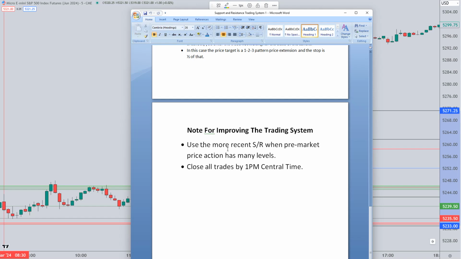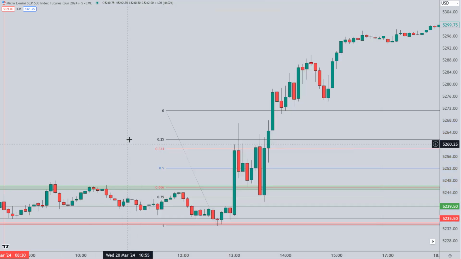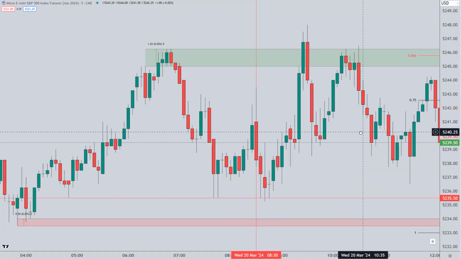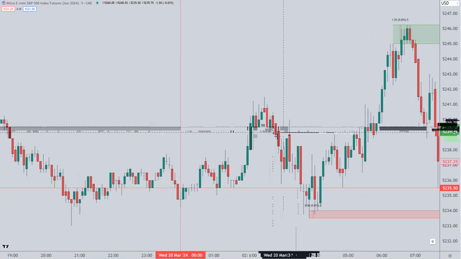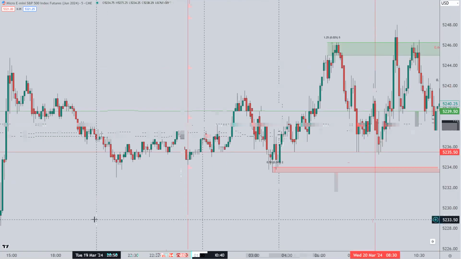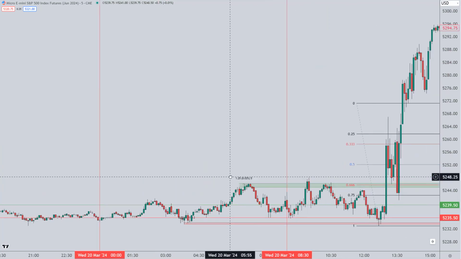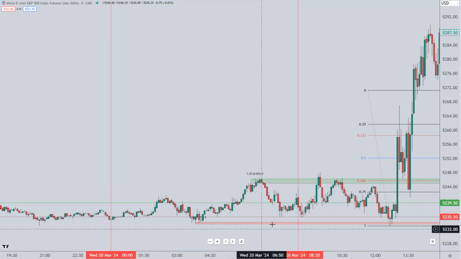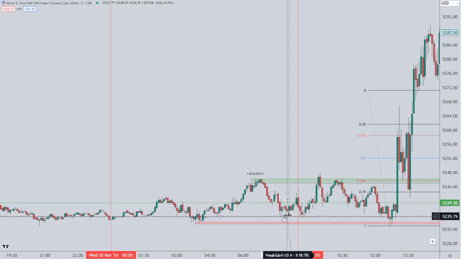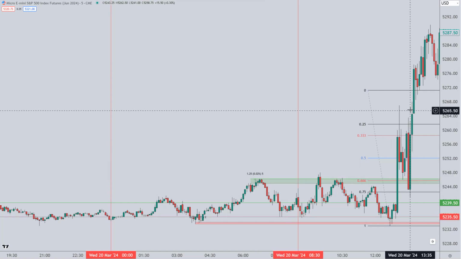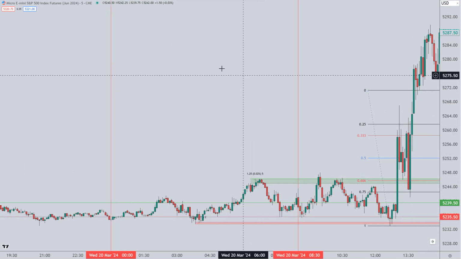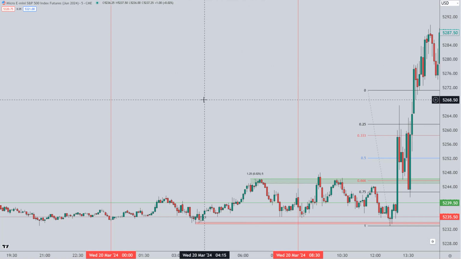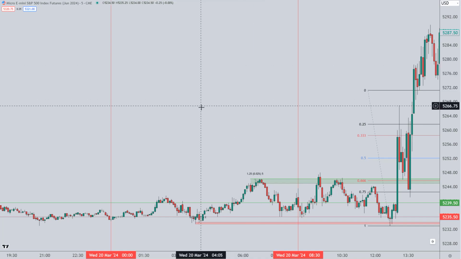If we have too much noise in our pre-market data, use more recent support and resistance. In other words, if we look at our pre-market data right here, there's actually a lot of levels of support and resistance. So we were looking at and just using the major levels of resistance and support, and then this level right here. And then, of course, once we got this far into the market, we had no support or resistance levels up here to even justify getting into a trade according to our rules.